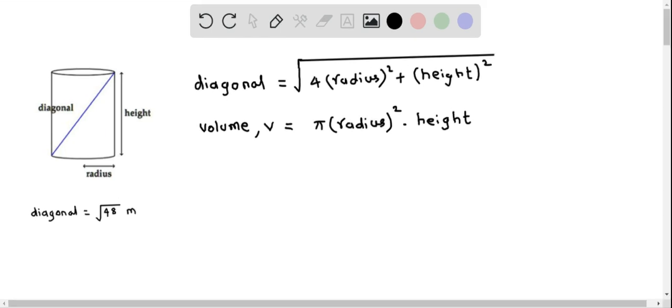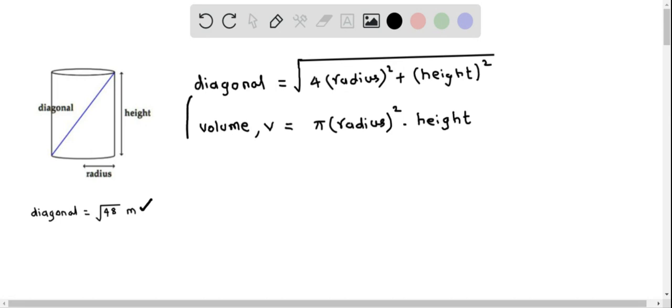We now determine the radius and height of the cylinder such that it maximizes the volume of the cylinder. Here we are given the diagonal equals root 48 meters, and this is fixed. The equation for the diagonal is the square root of 4 times radius squared plus height squared. And we also know the volume of the cylinder equals pi times radius squared times height.